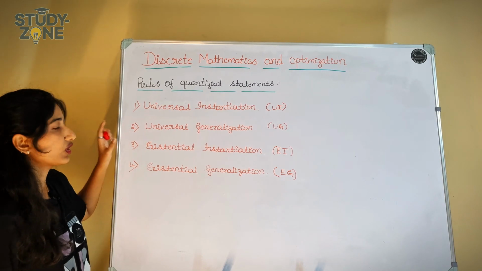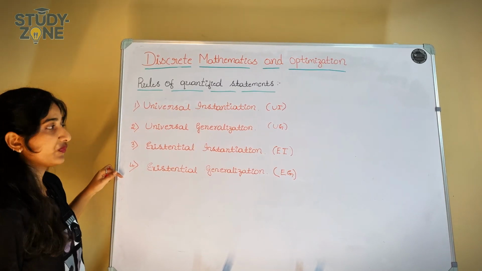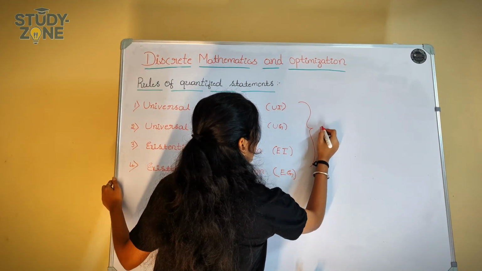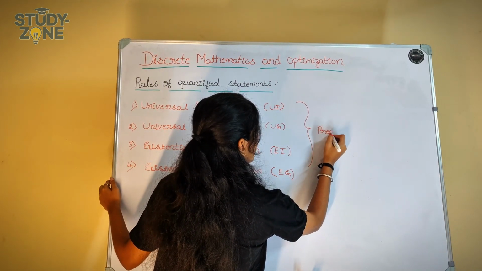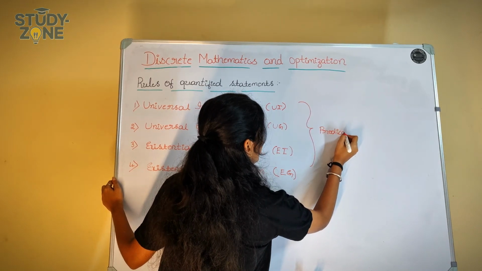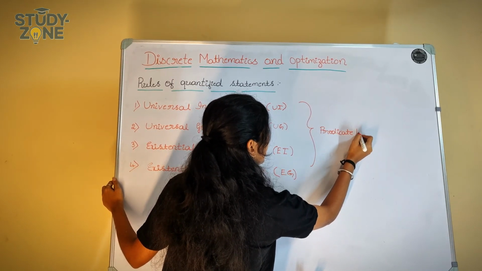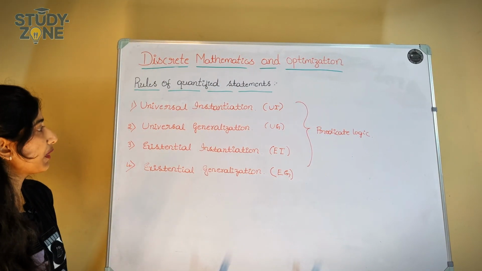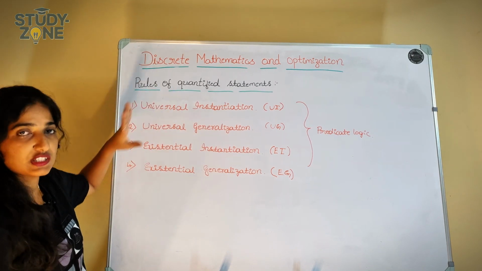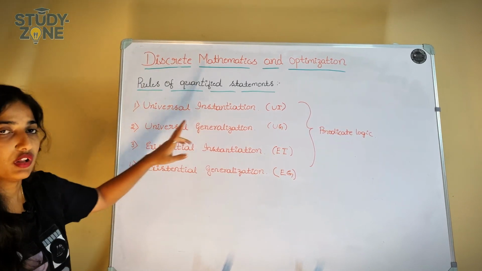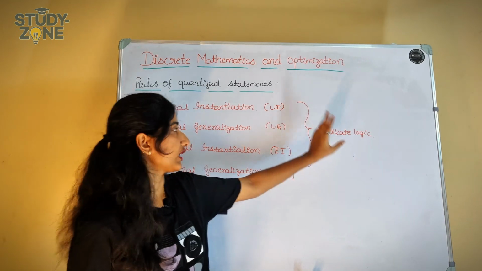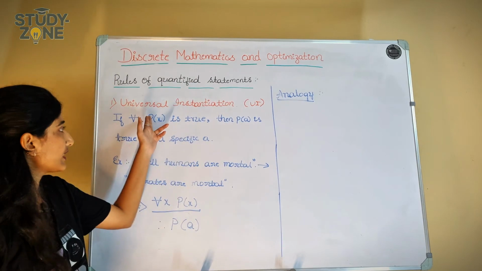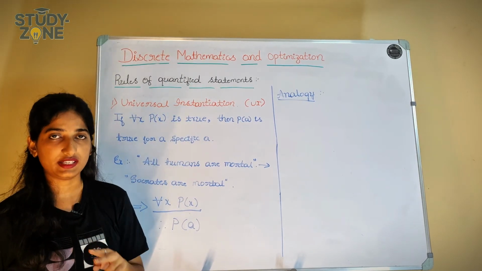Before that, what is the use of these things? These are all used to solve predicate logic. Don't worry about what predicate logic is; I will explain it later. So remember, these four quantifier rules are used to solve predicate logic. Okay, let us go through them one by one. The first type is universal instantiation, that is UI, correct?